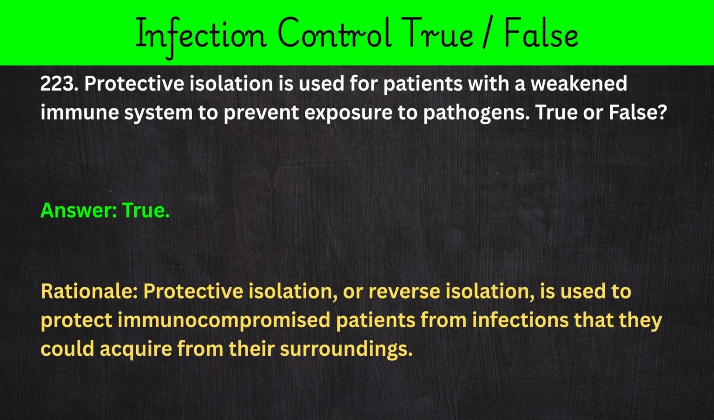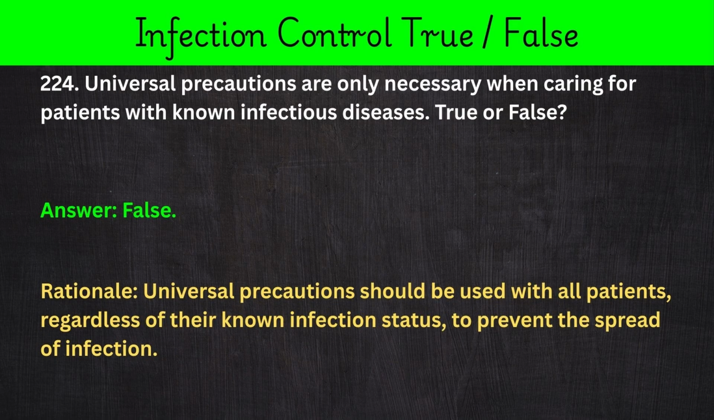223. Protective isolation is used for patients with a weakened immune system to prevent exposure to pathogens. True or false? Answer: true. Rationale: protective isolation, or reverse isolation, is used to protect immunocompromised patients from infections that they could acquire from their surroundings.